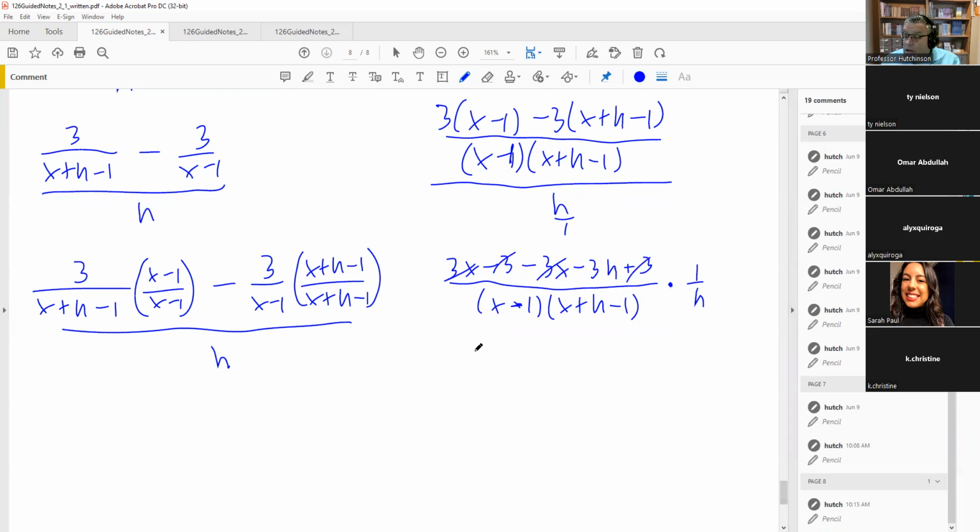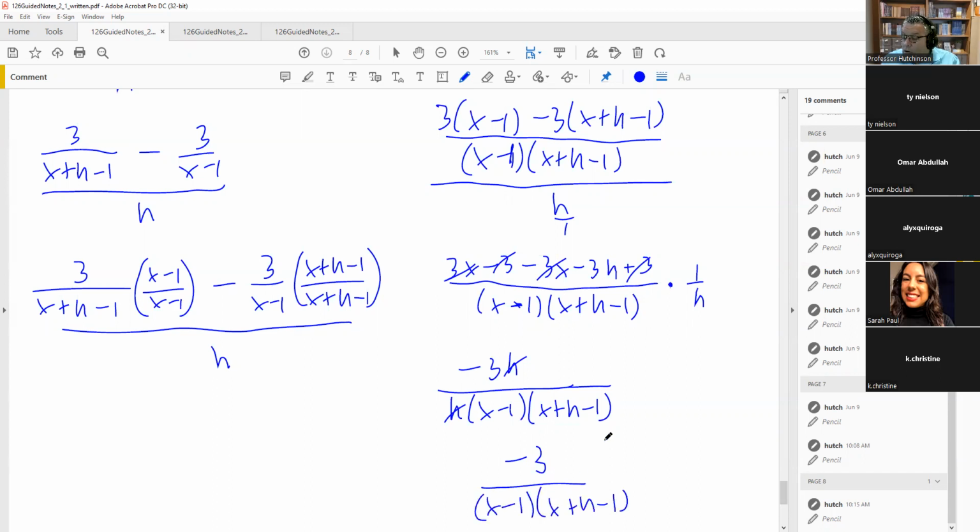I have a negative 3h on top. This h I could put out front here. And then the last step I'll do is the h's actually cancel out there. And this is what my final answer is going to be. I have negative 3 over x plus h minus 1. And that's it. That's as far as I can go.